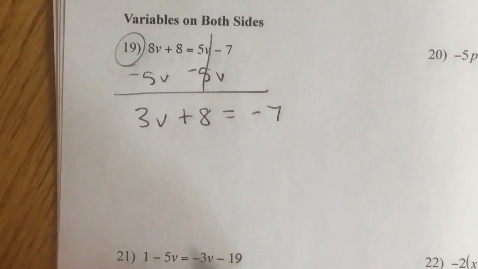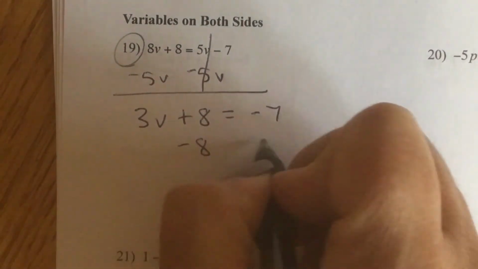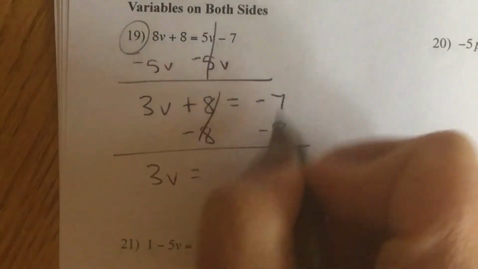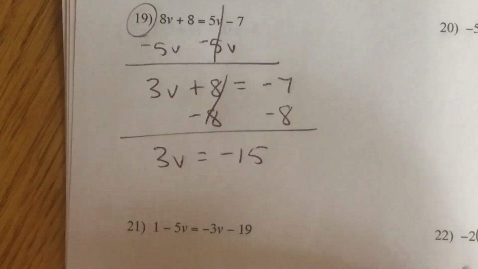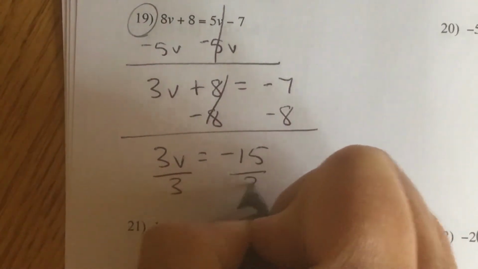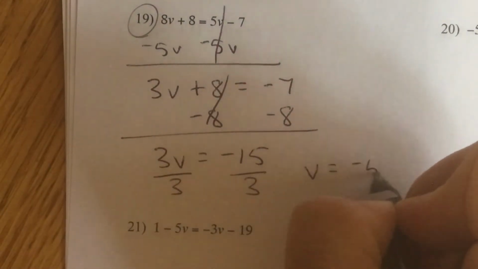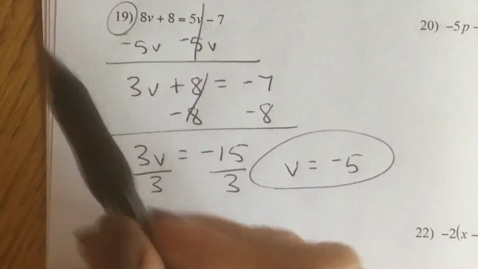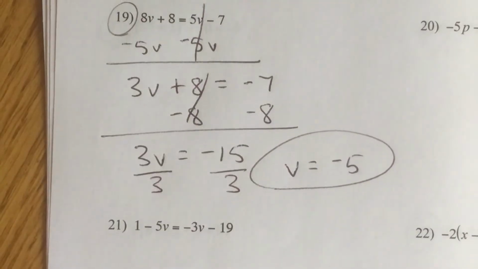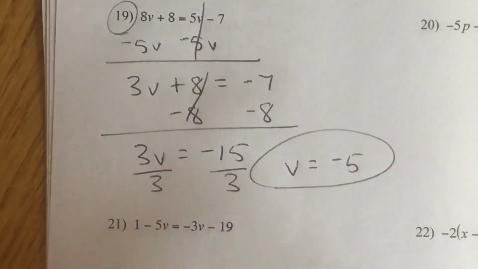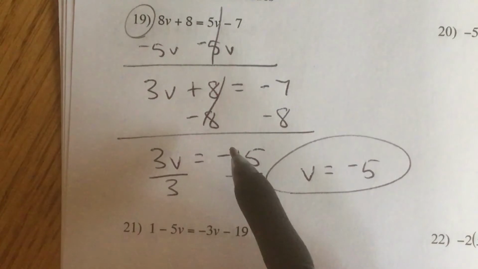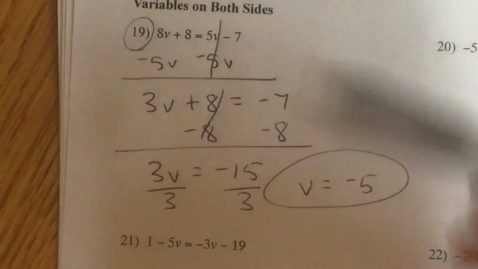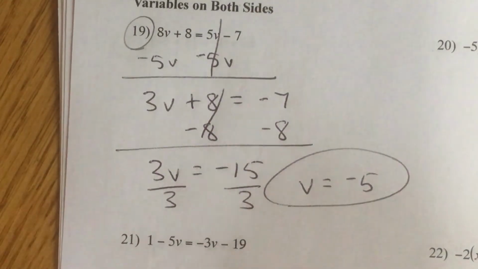And now we want to get the V alone, so I'm going to subtract 8 from both sides. So that cancels, so I'm left with 3V, and I have a -15 here. Then divide both sides by 3, and my answer is V equals -5. So just start by organizing, getting all your letters on one side, all your numbers on the other. It's very important to keep track of your equal sign and keep track of what side you're on. So bring everything straight down, okay? So that's those two.